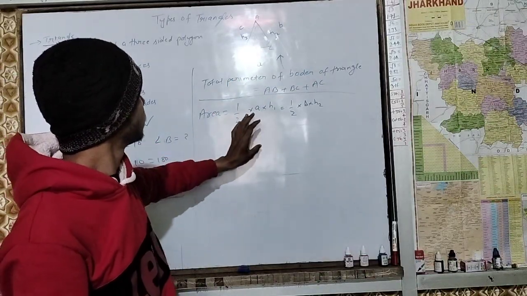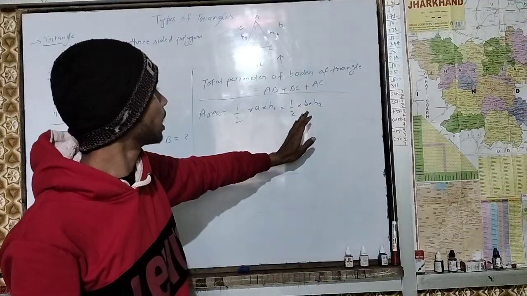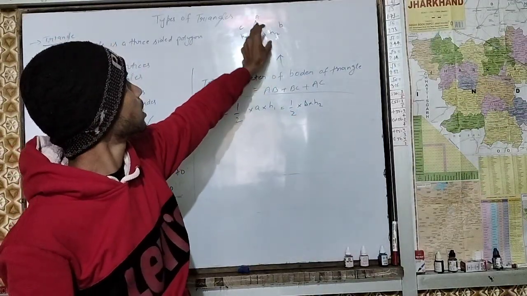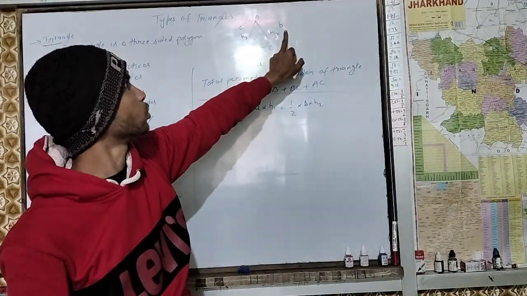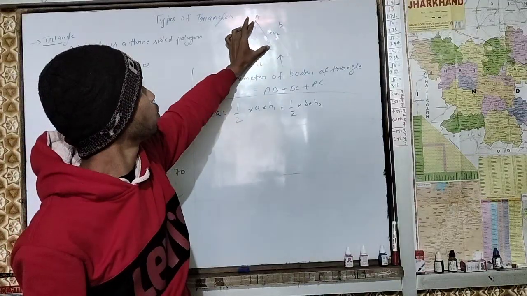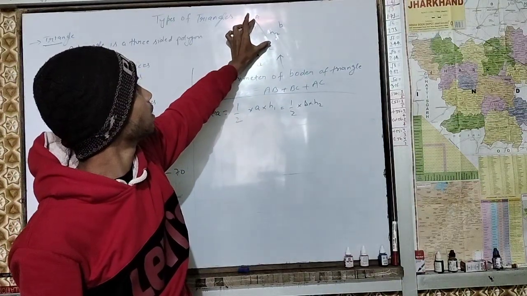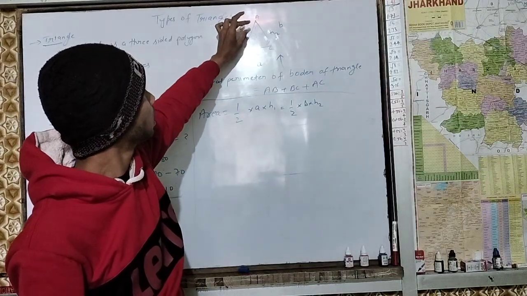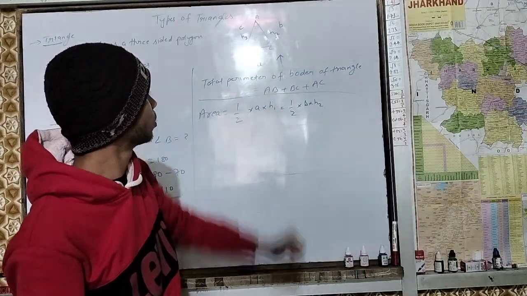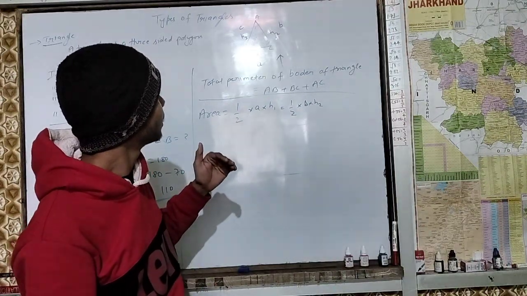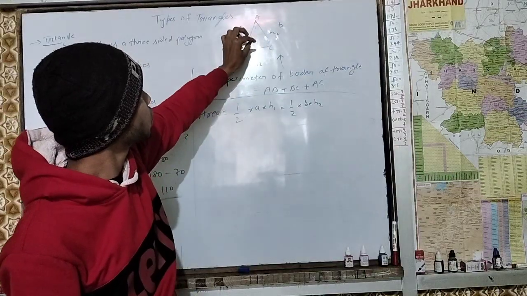Same way we can write it like this, 1 by 2. If you are taking this side, you will have to take this H2, B multiplied by H2. It means you are multiplying the length of this AC by the perpendicular, and then dividing by 2.